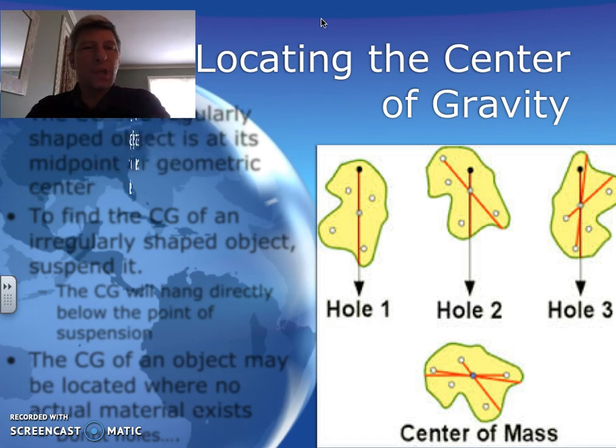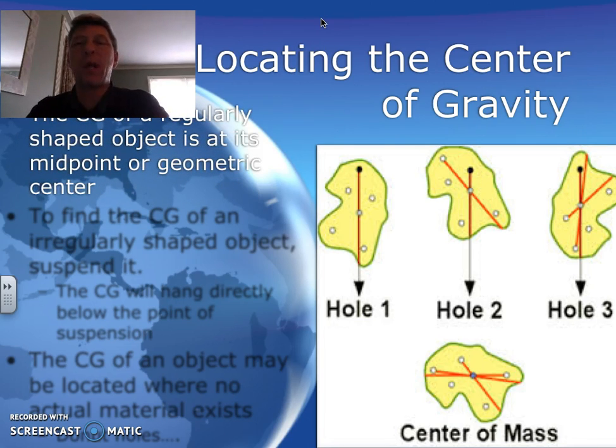Section 10.3 in your textbooks is entitled Locating the Center of Gravity. Now, for a regularly shaped object, this is a fairly straightforward and easy thing to find. All you got to do is find the geometric center or the midpoint of the object.